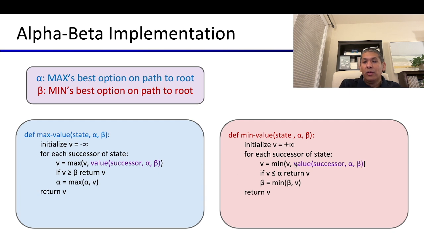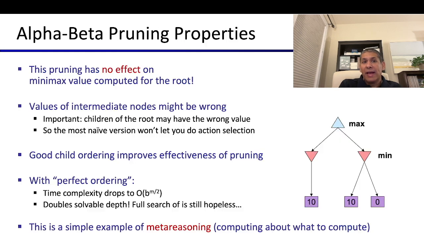Similarly, for the min value, we do the same thing. If v is less than or equal to alpha, we immediately return. We do not continue with the rest of the for loop here. The for loop can go on up to the number of times which is the branching factor. If we are able to return, that represents a saving of the alpha beta implementation. And that's really the main idea. The main idea of alpha beta overall is that the pruning should have no effect on the minimax value computed for the root.